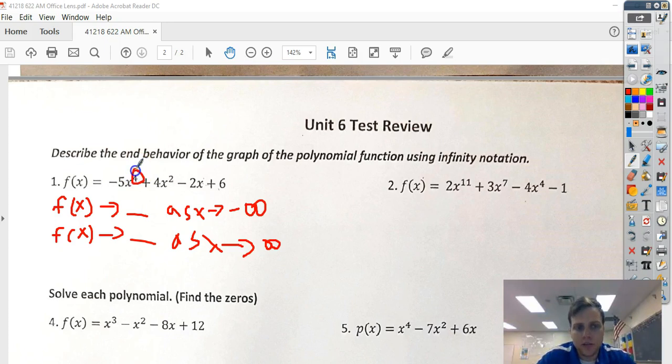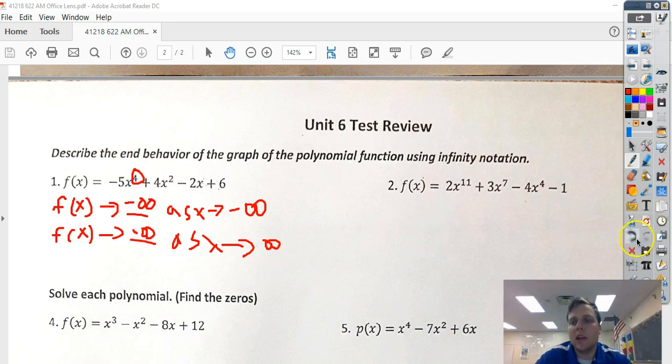The highest degree is 4. That's even. Even degree, okay? If you have an even degree and the fact that it's negative. So once again, even degree and negative coefficient on that. Therefore, it is down and down. So y is going down both times. How do I say down? Negative infinity, negative infinity. All right?